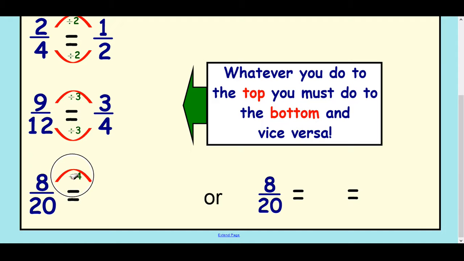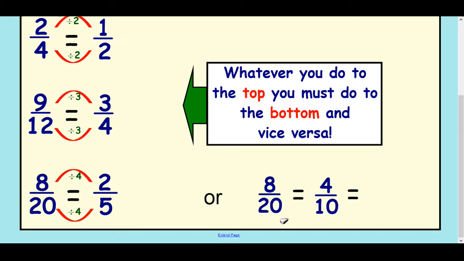So you can divide the top by 4, and you can divide the bottom by 4 to get your simplest fraction. You're always trying to find the biggest number here. So that would give you 2/5. Now, let's say, for example, you didn't spot that straight away and you did the 2 times table. You went, okay, they're in the 2 times table. So you divide the top by 2 and you divide the bottom by 2. Now that would give you 4 out of 10, or 4/10.